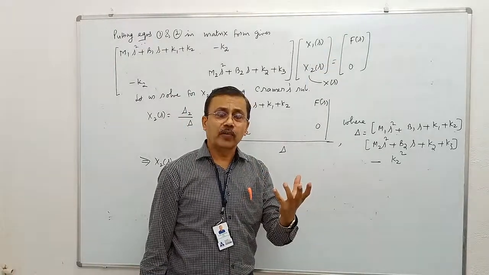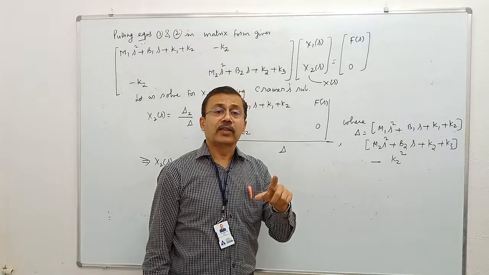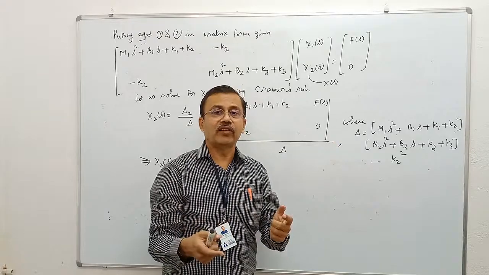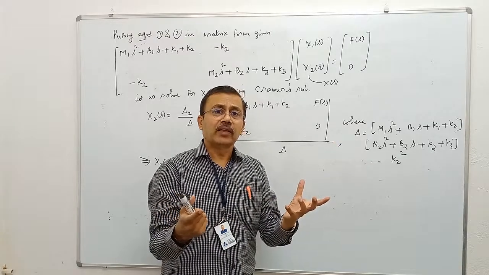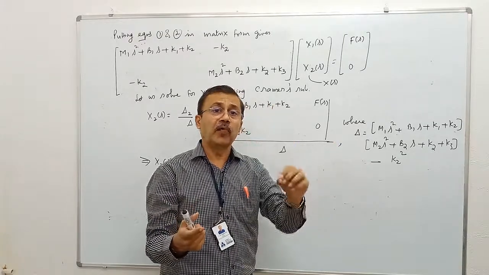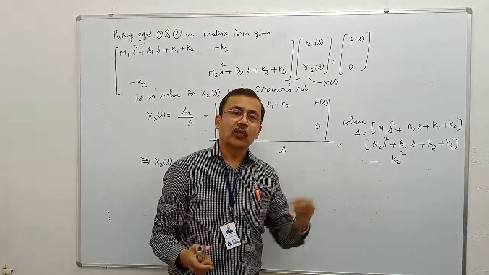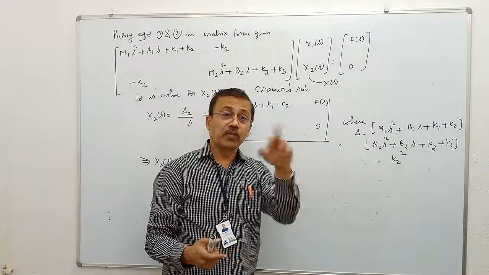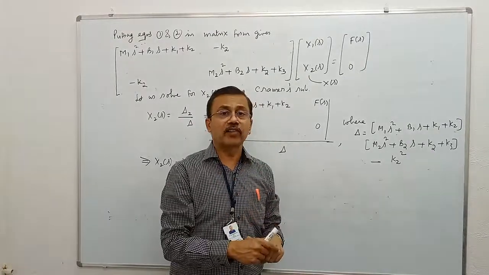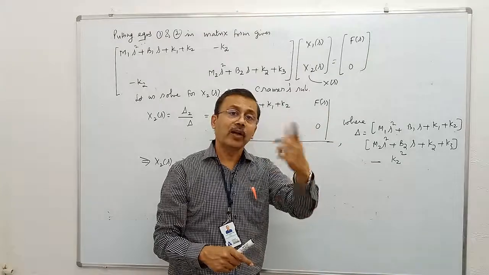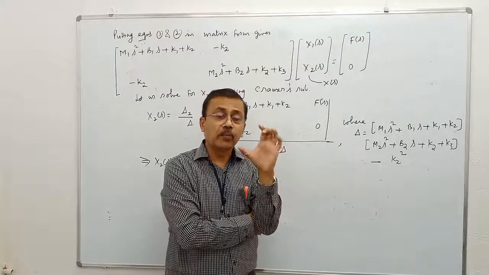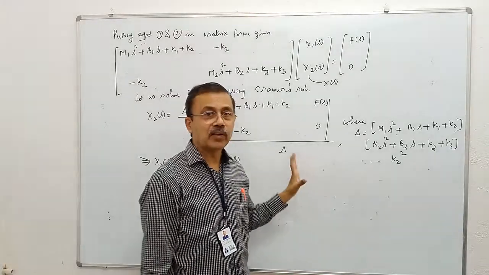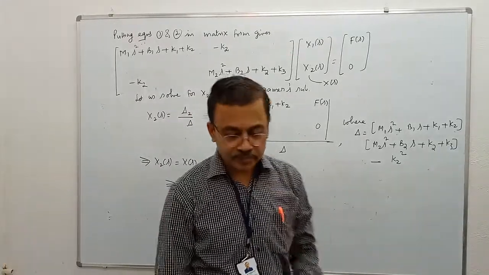For k, what is the reactive force? K into x. X could be x1 minus x2 or x1 minus 0 or x2 minus 0. K can come between two independent nodes or between an independent node and the reference node. What is the reactive force for B? B into dx by dt. What is x? X could be x1 minus x2 or x2 minus x1 or x1 minus 0 or x2 minus 0, depending upon the position of the damper in the mechanical network. Thank you. With this we conclude the problem.